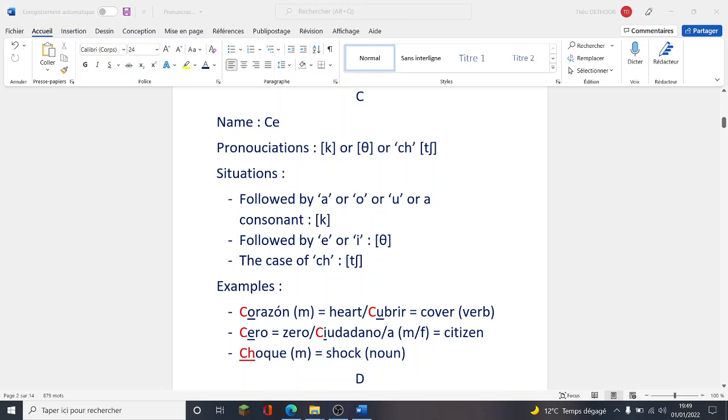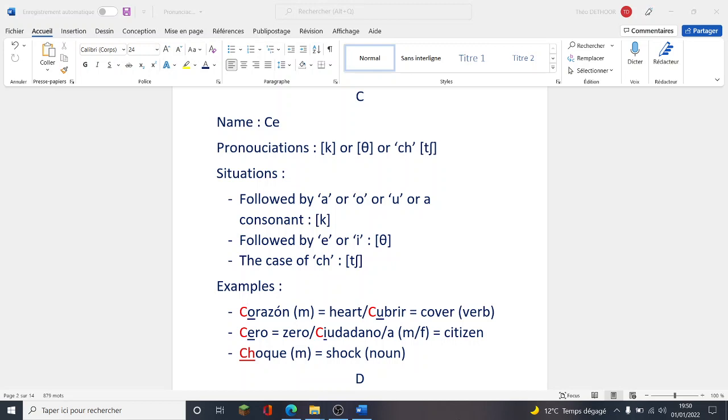The first line corresponds to this first line in the situation. So we have words with C followed by O or U. So the first example is pronounced corazón. It's masculine and it means heart. And the second one is cubrir. It's a verb that means to cover.